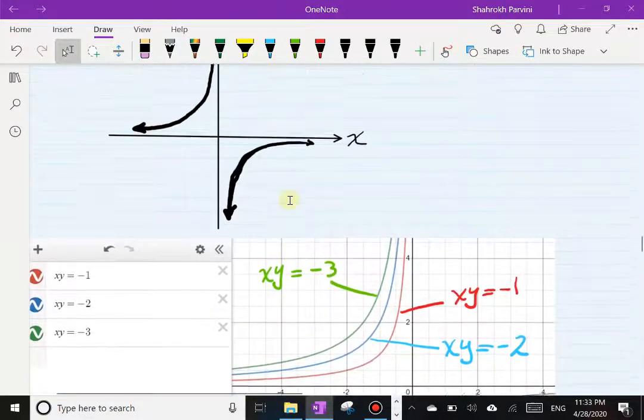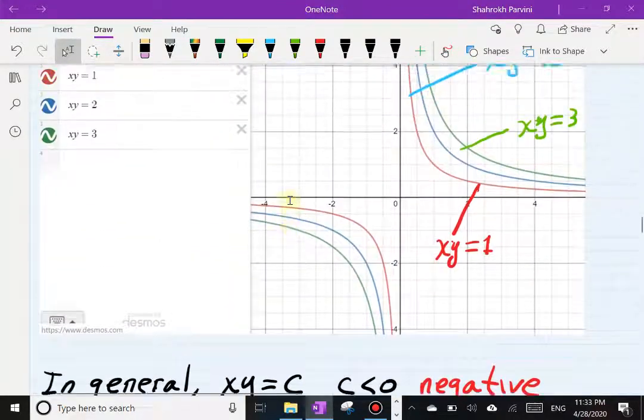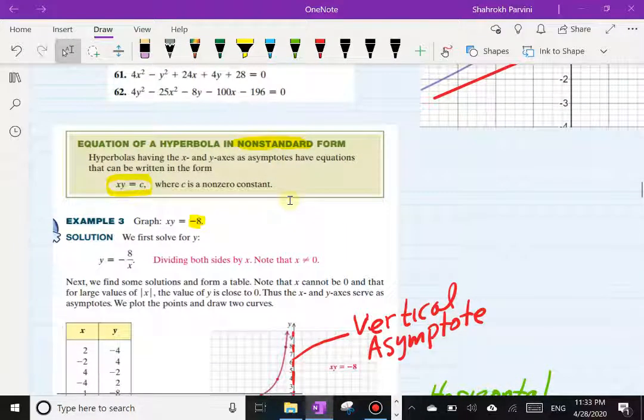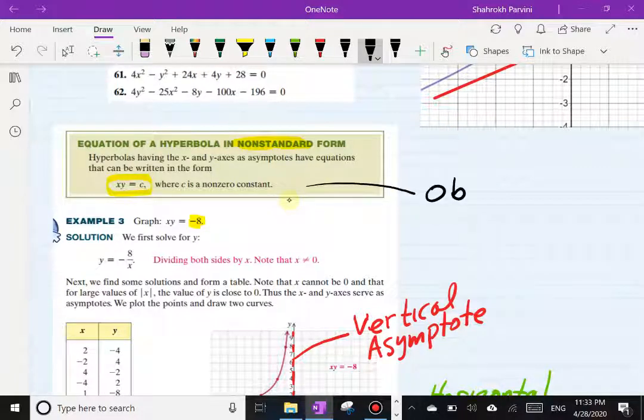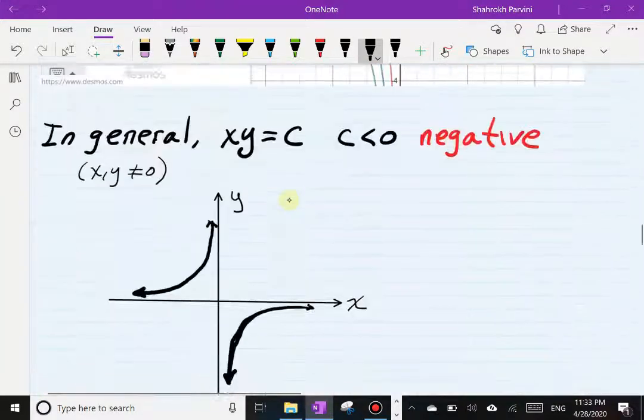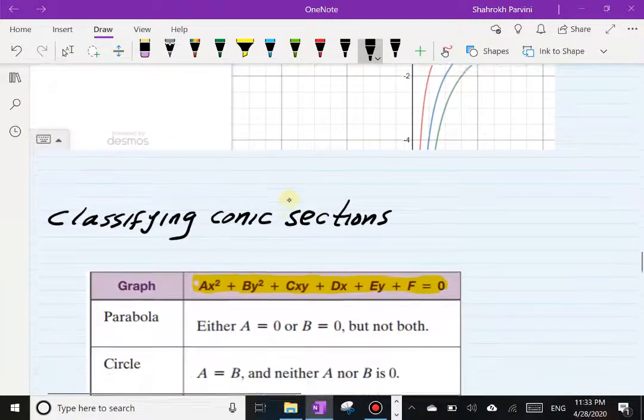Oh, by the way, let me go back up here. Sorry to take you back up, but the hyperbolas that we saw here, the ones that are in this form, these are what we call oblique hyperbolas. Oblique here means rotated. So they're rotated hyperbolas. That's what they are.